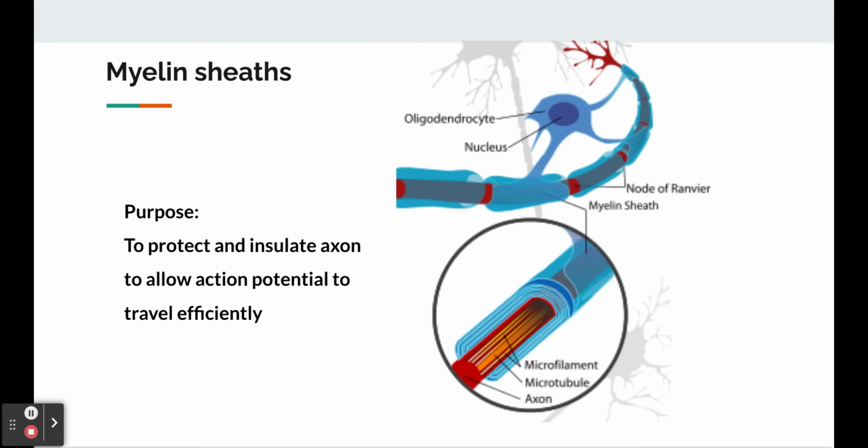Interestingly, the axon is wrapped in fatty substances called myelin sheaths. This helps to insulate the action potential so it gets transmitted faster, similar to why electrical cables have plastic insulators.